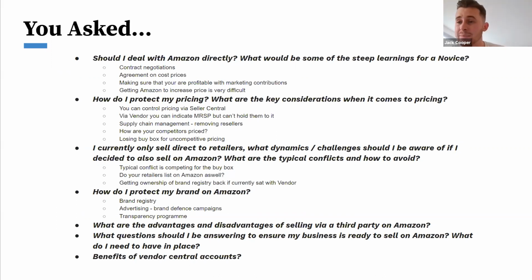Also take into account, you're going to need marketing contributions when launching on vendor. So make sure you're profitable with that taken into account. Maybe factor an extra 5%, 10% into your margin there.